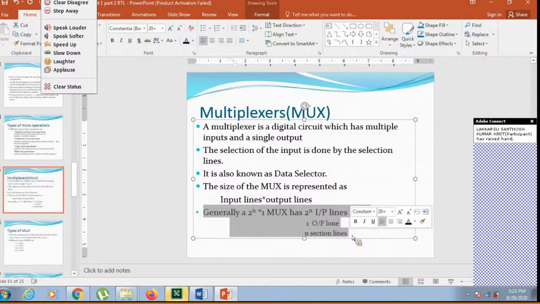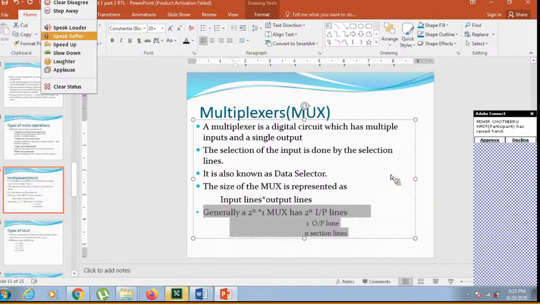Next slide. Different types of multiplexers are 2 by 1 multiplexer, 4 by 1, 8 by 1 and 16 by 1 multiplexers. The size of the multiplexer is represented as input lines by output line. The output line is always 1, only the number of input lines changes. 2 by 1 means 2 input lines and a single output line. 4 by 1 means 4 input lines, 1 output line. 8 input lines, 1 output line. 16 input lines, 1 output line.